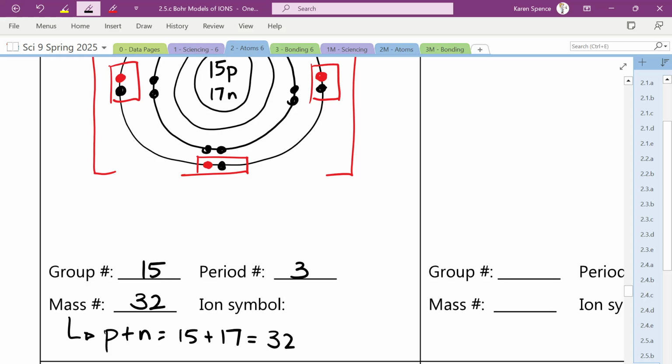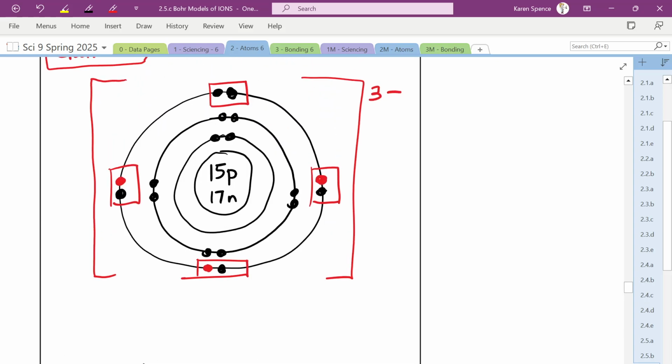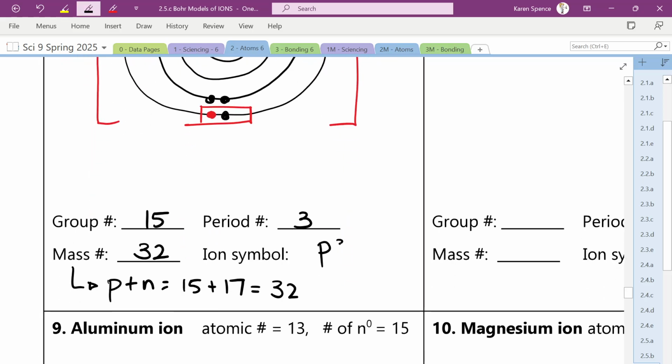They don't form ions because their shell is already full, so it doesn't need to lose or gain. Okay. So our ion symbol then would be phosphorus 3 minus, because we gained 3 extra electrons.